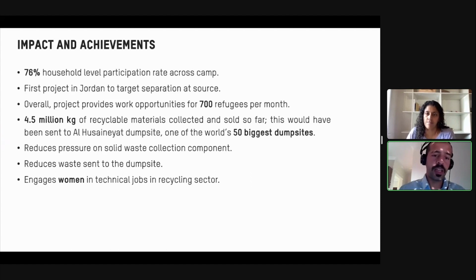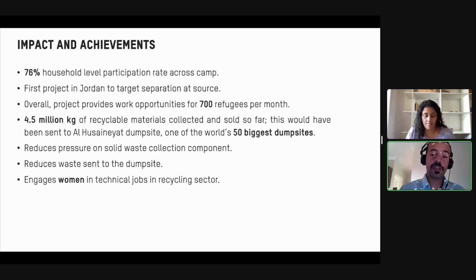We recruited more than 700 refugees per month. We recruit them monthly, and it's a huge number of IBVs in the camp. Till now, we collected 4.5 million kilograms of recyclables from Za'atari camp and sent them to the right place. It went to the recycling factories and recycling companies.